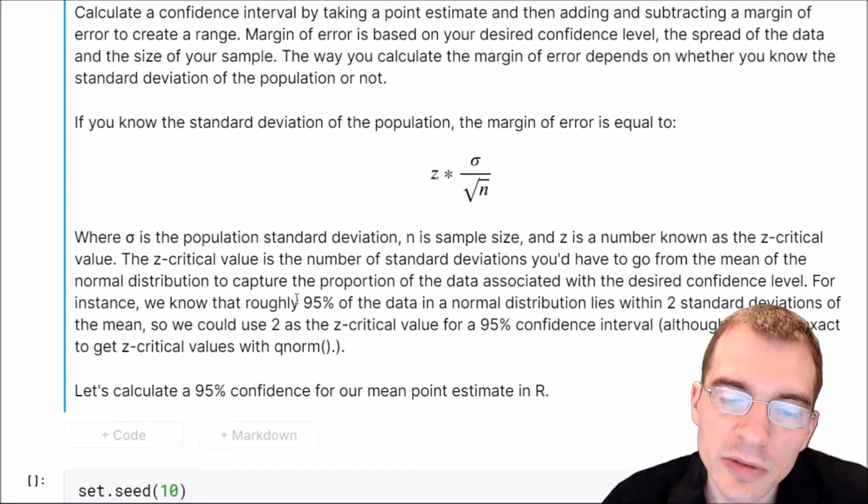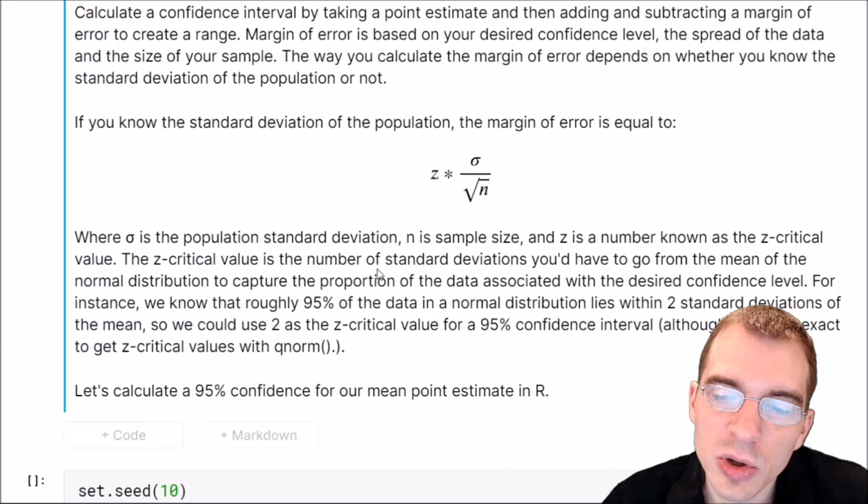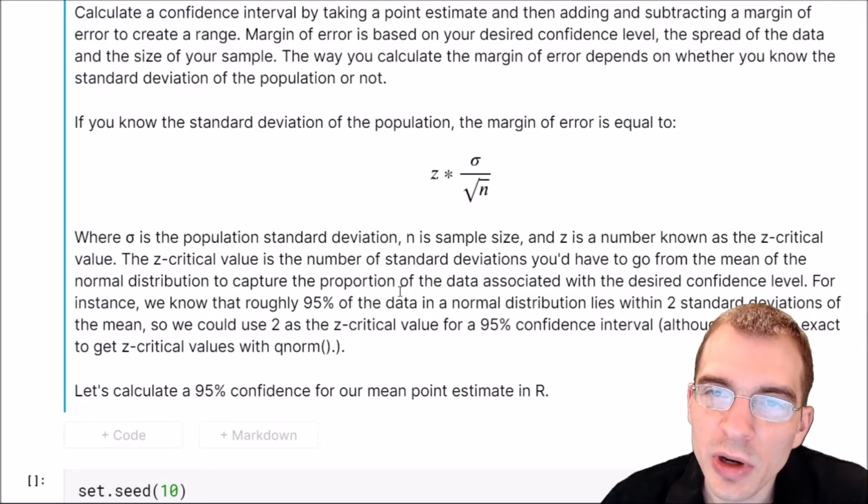The z critical value is the number of standard deviations you'd have to go away from the mean of the normal distribution to capture the proportion of data associated with your desired confidence level. For instance, we know that roughly 95% of data in a normal distribution lies within 2 standard deviations of the mean.